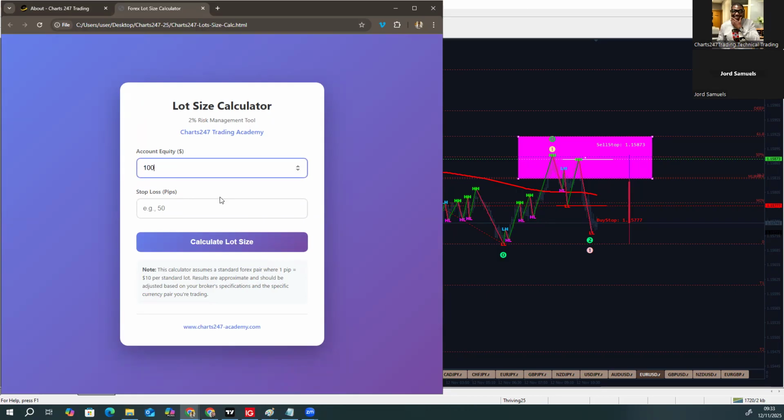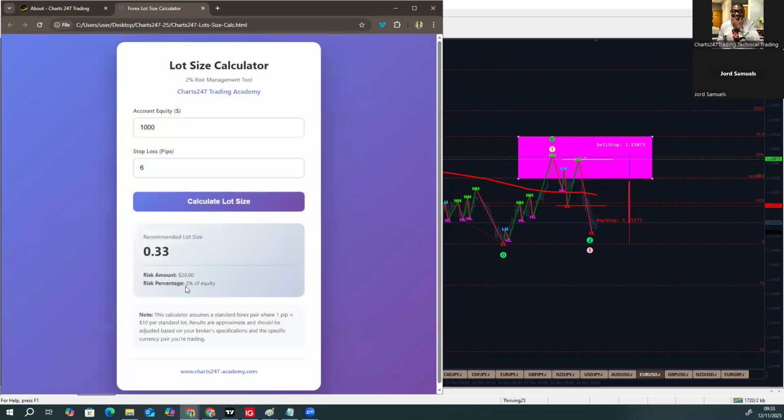You say to yourself, okay, I have 1,000 pounds. I'm risking, in this case, 6 pips. You calculated it. You know how much you're risking. You know if you lose in this trade, it will only cost you 2% of your equity, and you're happy with that, you took the trade. Everything is wrapped up in your approach to trading. Therefore, there's nothing to be afraid of.